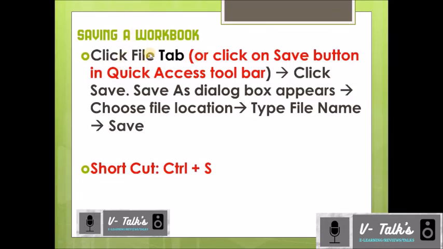So for saving a workbook, you can click on the file tab or click on the save button in the quick access toolbar. Both are the same. Then click the save button, and the save as dialog box appears. Choose the file location, the folder you want to save in, then type the file name and then save, or you can use Ctrl+S for the saving option.